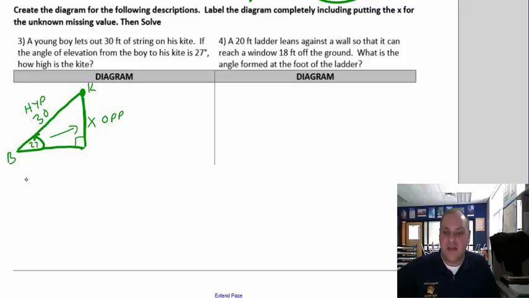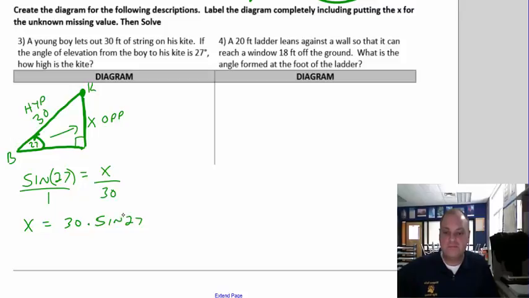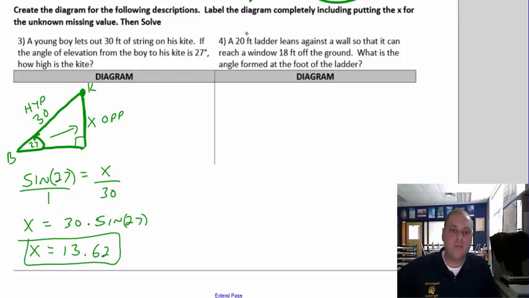So that's going to be sine. Sine 27 equals opposite x over hypotenuse 30. Cross multiply, x equals 30 times the sine of 27. So x equals 13.62. Again, that's just calculator work right there. Make sure you're in degree mode.